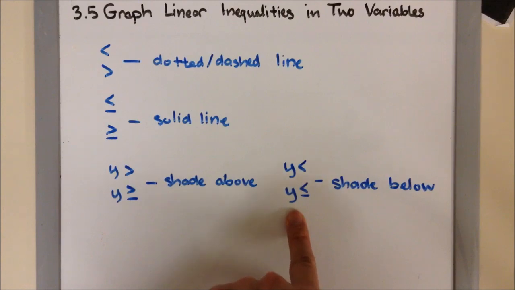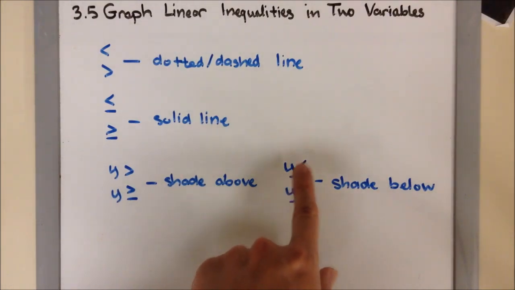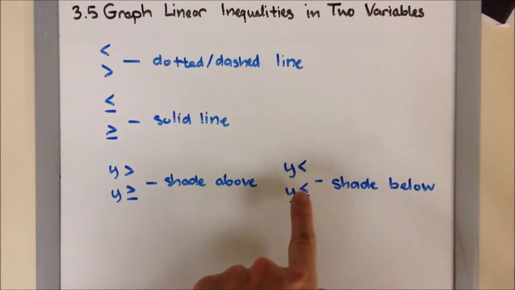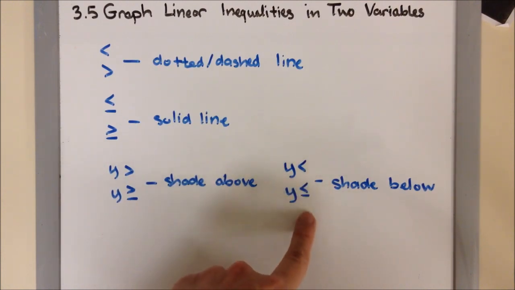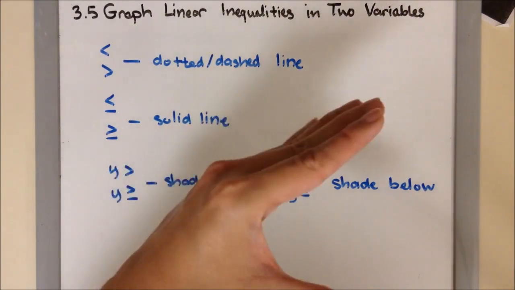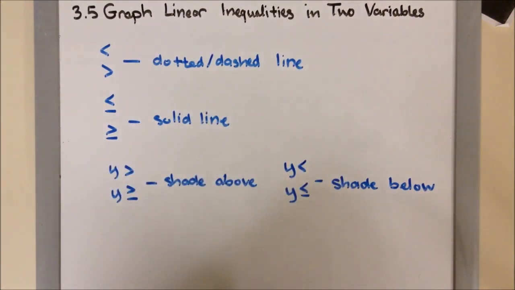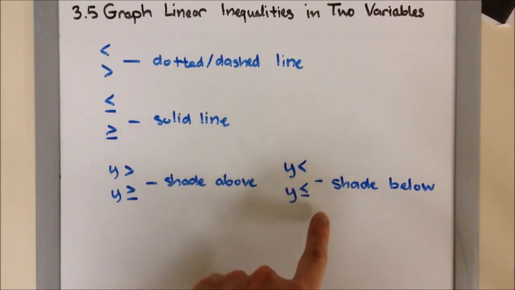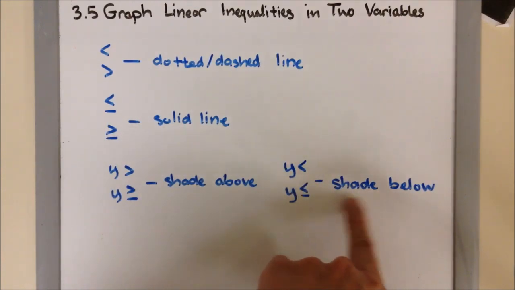Now the next one is going to be y less than and y less than or equal. These two inequality signs are facing away from y. They are facing the opposite direction of y, or opening in the opposite direction of y. It means that you're going to shade below the line.